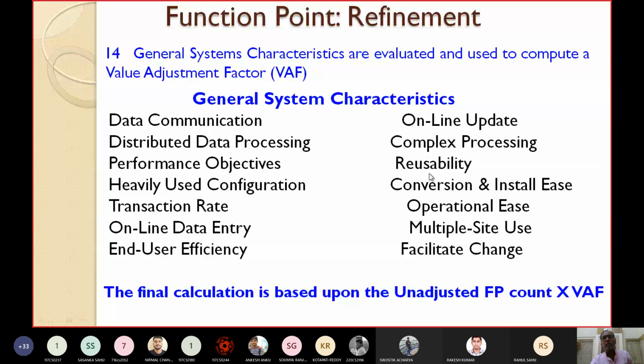So they are giving some values to these characteristics. Then from these characteristics you can find out the VAF, value adjustment factor. The final adjusted function point can be found by multiplying the unadjusted function point count by the value adjustment factor. Now let's see how you can compute the value adjustment factor, which you then simply multiply with the unadjusted function point count.